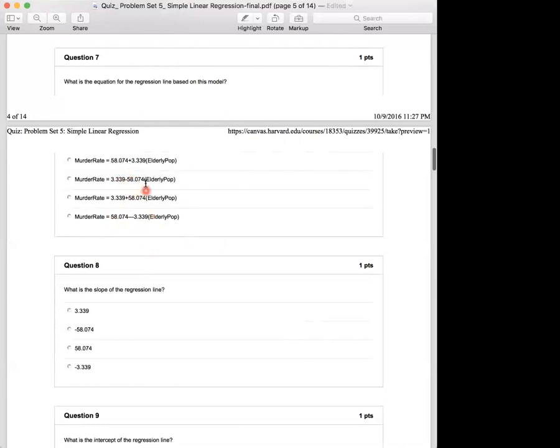Even though the slope is negative, you want to actually have the... this is going to be the right answer here. Maybe it looks a little weird here, but this is one negative sign. So it's 58 minus the value here times the elderly population variable.